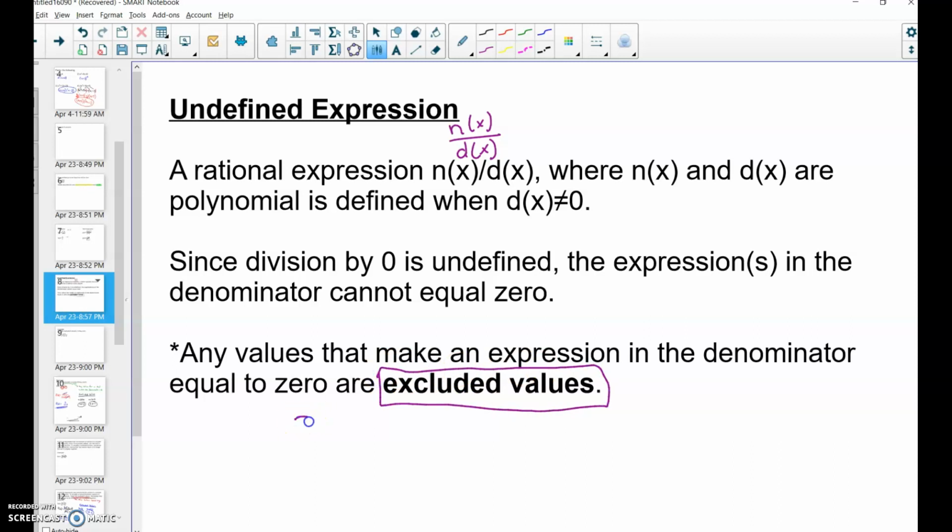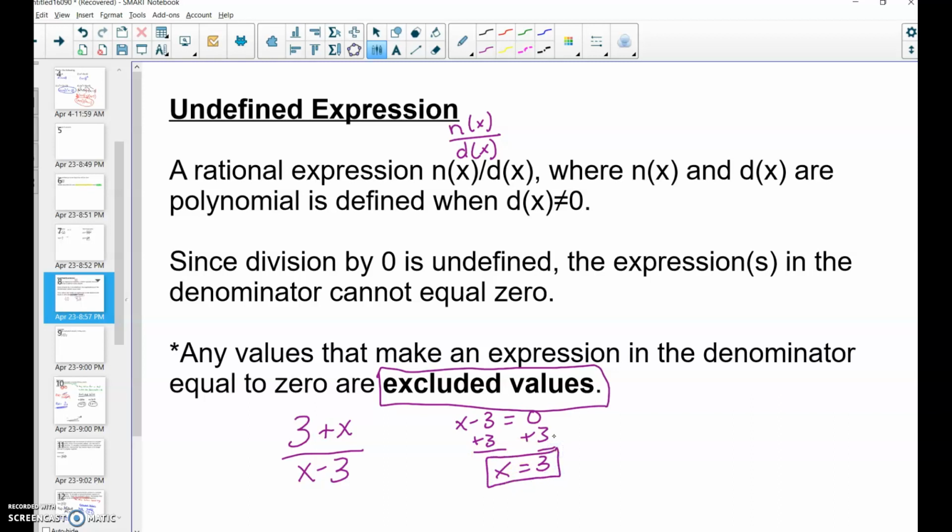If you have, let's say, 3 plus x over x minus 3. Before you do anything with a rational function, you need to figure out what your excluded values are, or what values will give you 0 on the denominator. So to figure that out, you take your denominator, x minus 3, and you set that equal to 0. We're going to solve for x, and you get x equals 3. That is telling you that it's an excluded value.